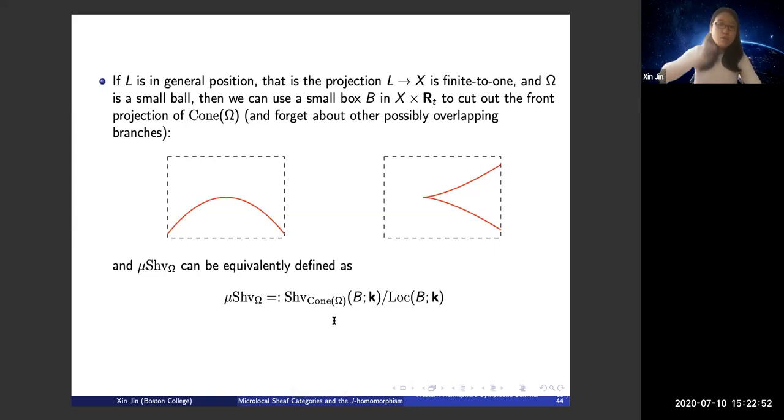So once you have this picture, you can define musheaf of omega to be sheaves with singular support in this conic Lagrangian, and then you quotient out by the local systems on this box. In other words, you take the right orthogonal complement of local systems. And in this picture, it's just putting 0 in the far bottom region.